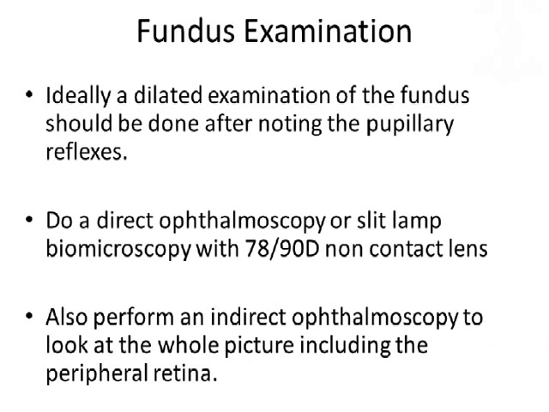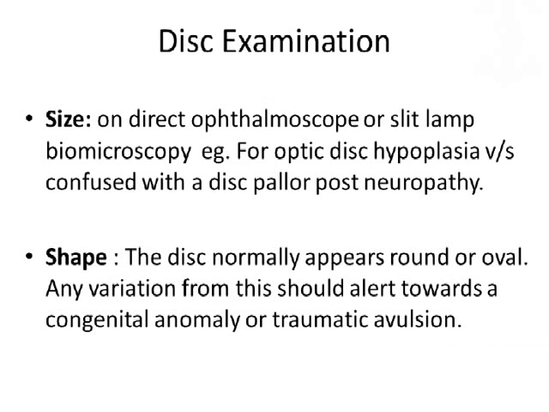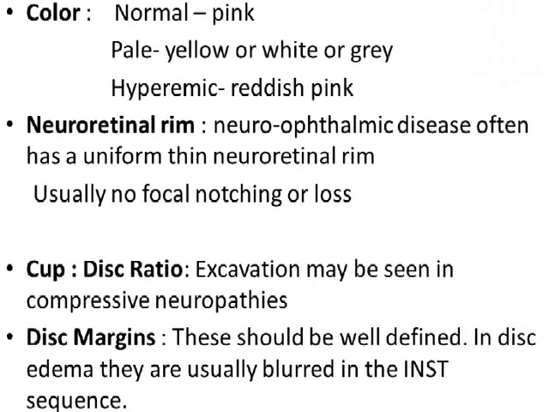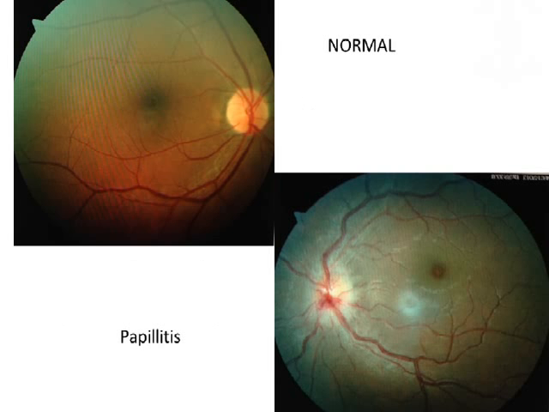The fundus examination is important, and I think I'll quickly run through this. Radhan should tell us. I think a good idea is to do a slit lamp biomicroscopy with a 78 to 90D. Also, you need to do an indirect ophthalmoscopy. There are various parameters in the discs that you need to look for. But I'll come to an example. This is what a normal would be looking like, or possibly a retrobulbar neuritis. Papillitis would look something like this. It'll be a hyperemic disc with blurred margins.